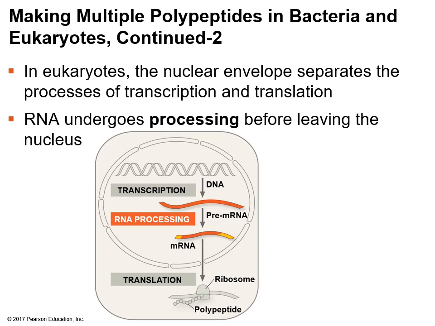In eukaryotes, the nuclear envelope separates the processes of transcription and translation. RNA undergoes processing before leaving the nucleus. As we saw earlier, there are two things that happen in RNA processing: adding the 5' cap and the poly A tail to the ends, and also cutting out the introns and splicing together the exons.